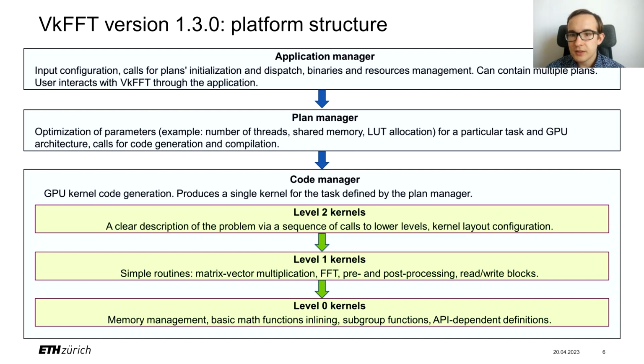The level 2 kernels contain a clear description of the problem via a sequence of calls to lower levels. These kernels also perform kernel layout configuration. Level 1 kernels have simple routines such as matrix vector multiplications, FFTs, pre- and post-processing, and read-write blocks. The lowest level 0 kernels are responsible for memory management, basic math functions inlining, subgroup functions, and API-dependent definitions.